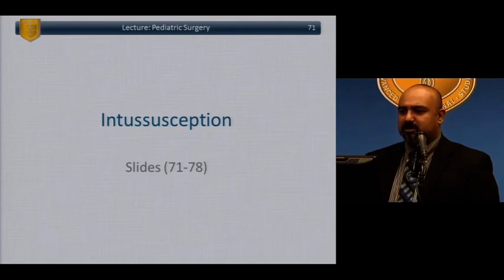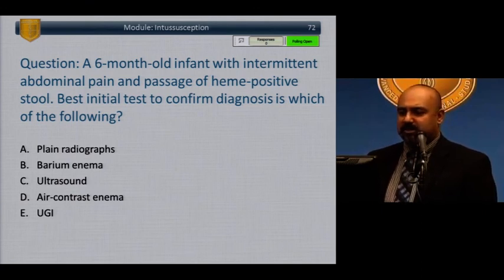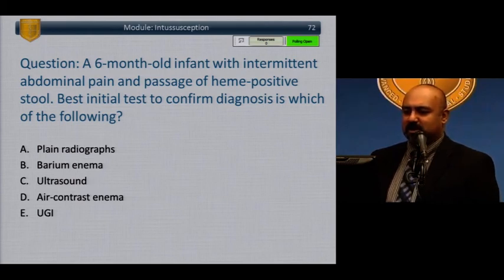Other problems: intussusception. The question for this one was a 6-month-old infant with intermittent abdominal pain and passage of heme-positive stools. What's the best initial test to confirm diagnosis? Plain radiographs, barium enema, ultrasound, an air contrast enema, or an upper GI.